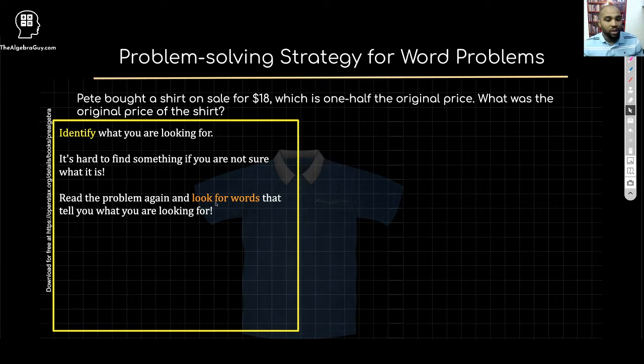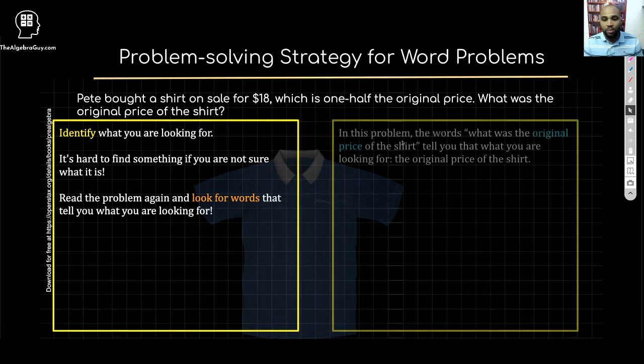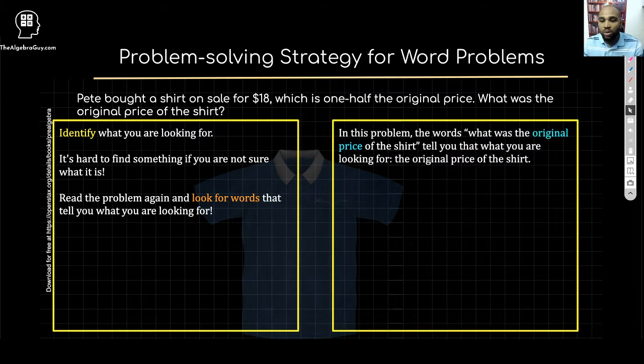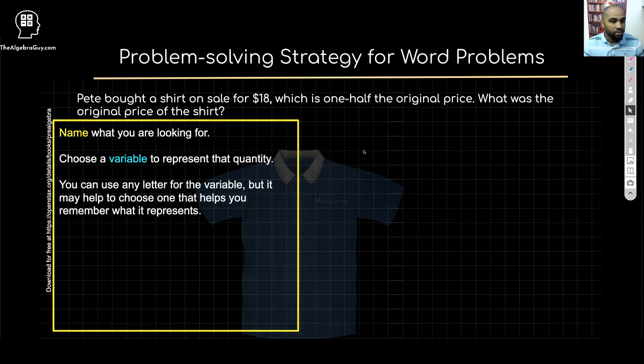Read the problem again and look for words that tell you what you're looking for. So in this problem, the words, what was the original price of the shirt, tell you what we are looking for, which is the original price of the shirt. Lastly, name what you're looking for.